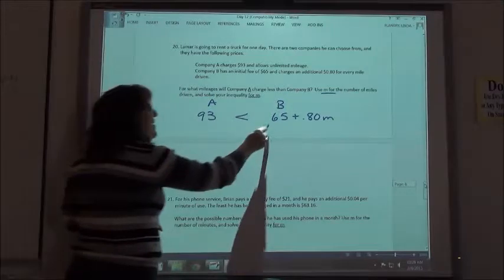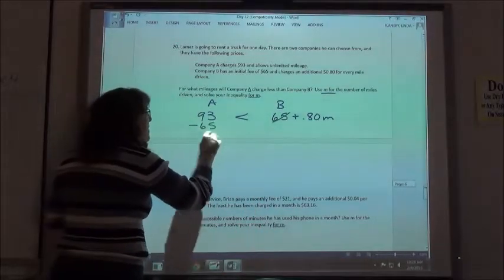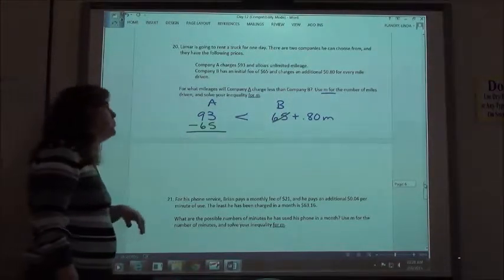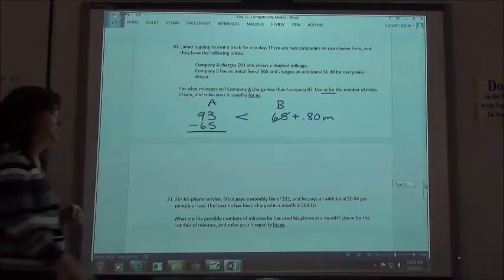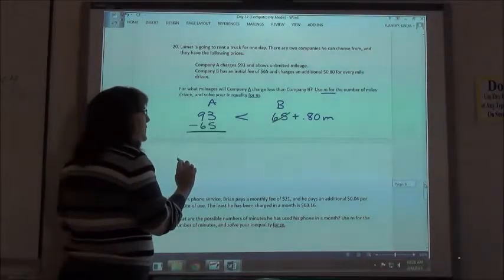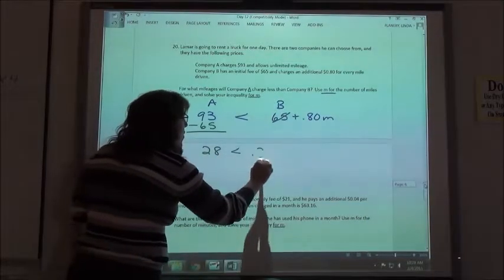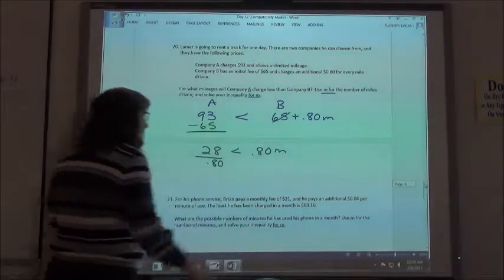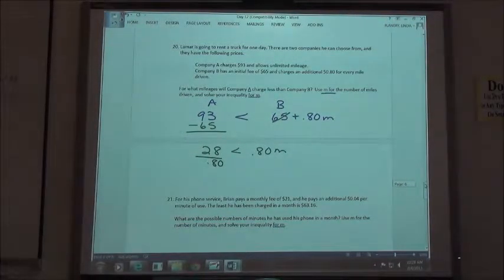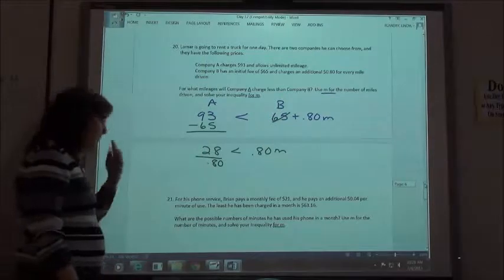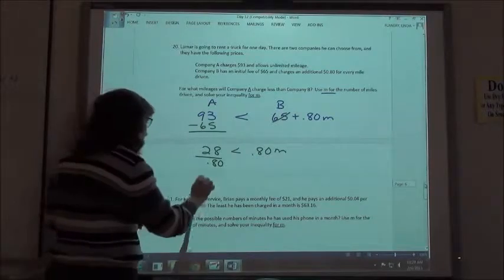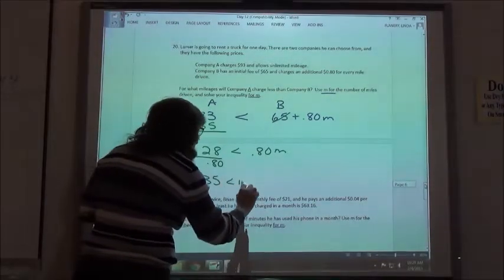To solve this, of course, we're going to subtract our 65. 93 minus 65 is going to give me 28 is less than 0.80 M. And then we're going to divide by 0.80. 28 divided by 80 cents is, what was that? 35. 35 is less than M.